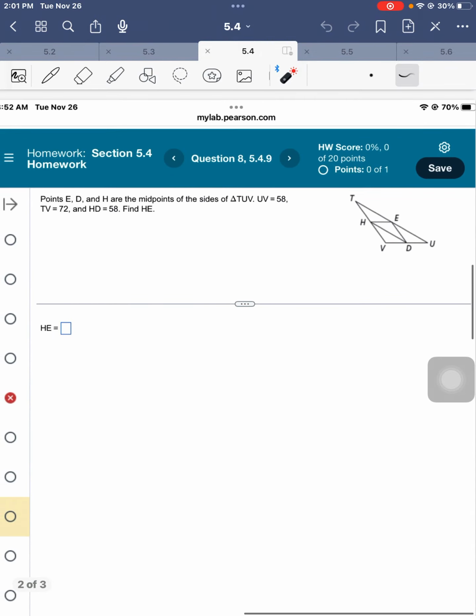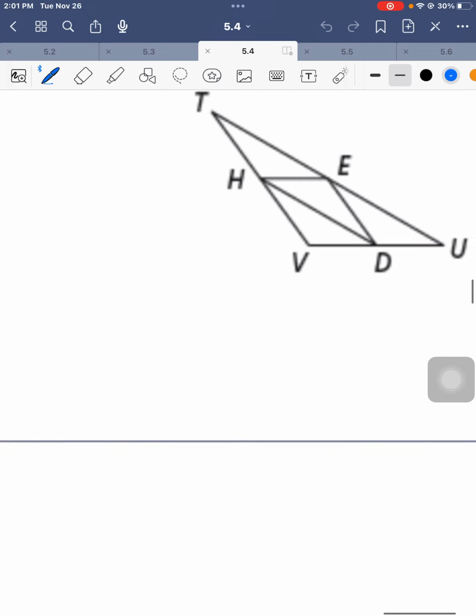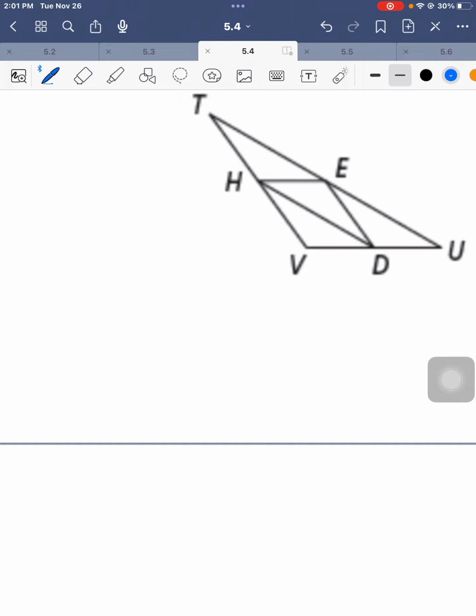Okay. So this looks confusing because it's a lot of words, but we already know what we have to do. We have to go step by step and write down what they're giving us. You write down what they give you, and then you see if you can infer any other information. So points E, D, and H are midpoints of the sides of triangle TUV. So it's telling us that this is a midsegment, this is a midsegment, this is a midsegment.